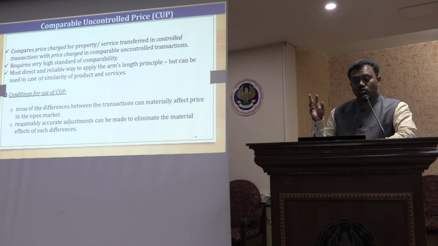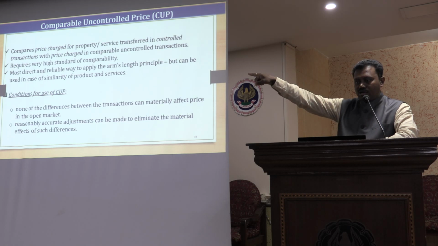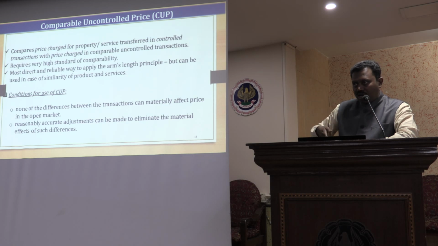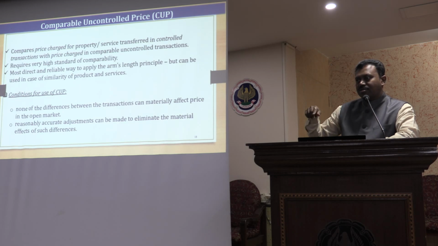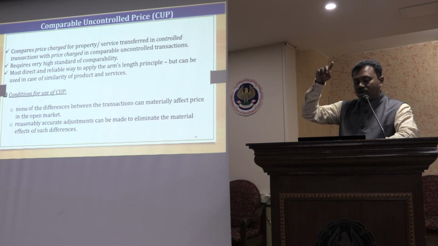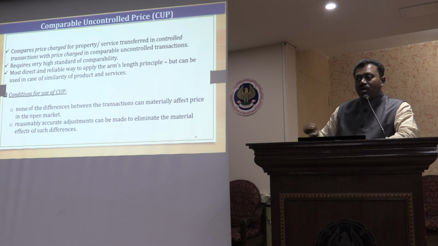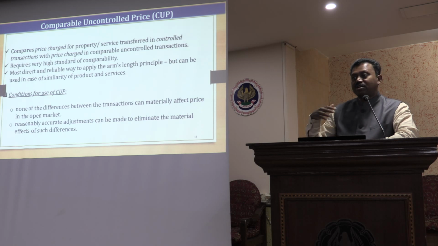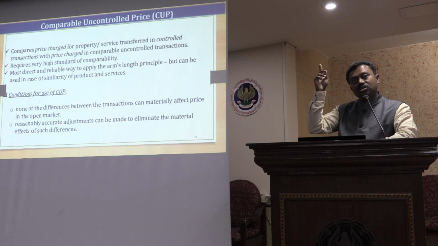Correct? So, it is saying compare the price charged for property, that is television, transferred in controlled transactions, with the price charged in comparable uncontrolled transactions. What is done with the foreign entity? That is controlled, a related party transaction, compared with the price charged in uncontrolled transactions in India. We have several factors based on which it is not comparable, and hence we can't take it as comparable. Instead, what do we do? The same entity has a transaction with an unrelated party outside India.